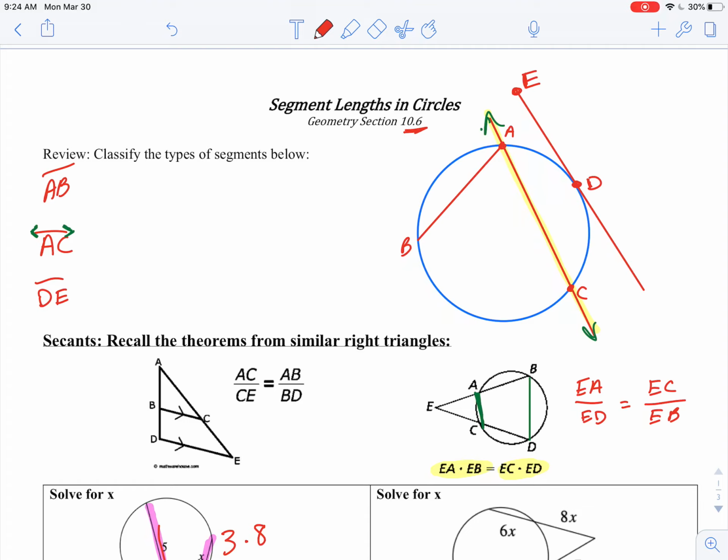Now, we're going to be looking at section 10.6 today. We'll come back to 10.6 tomorrow as well. So, just a preview for the week. Monday, Tuesday, like I said, 10.6.